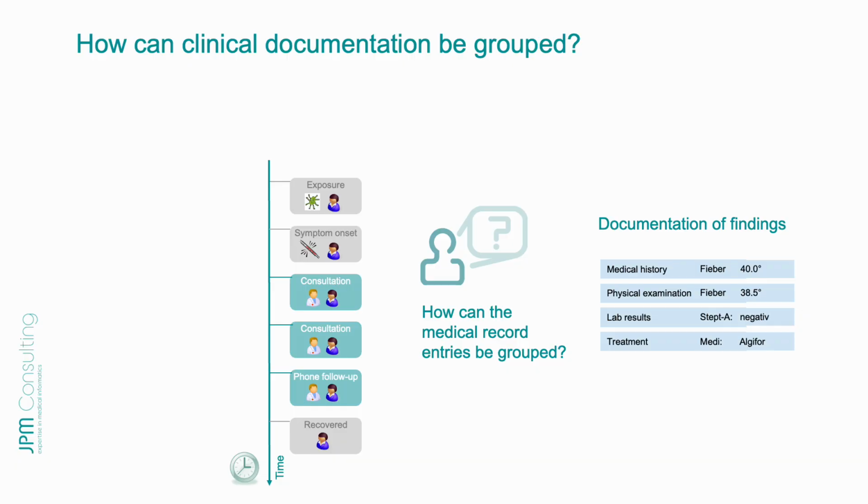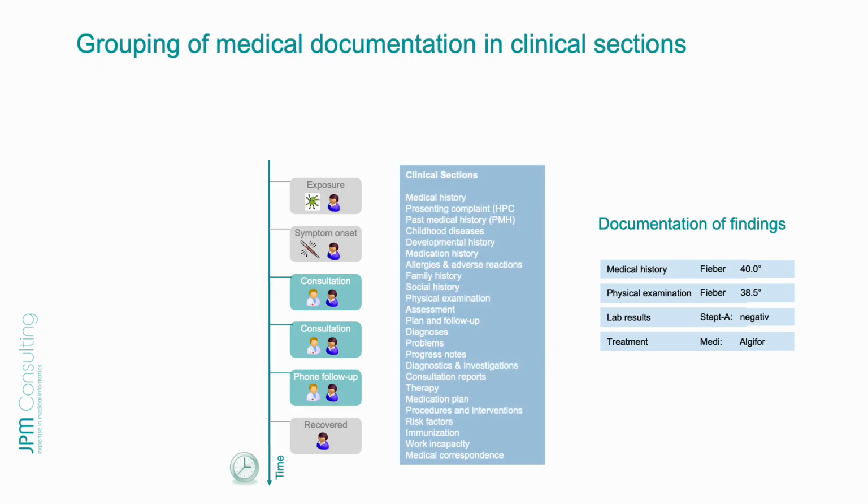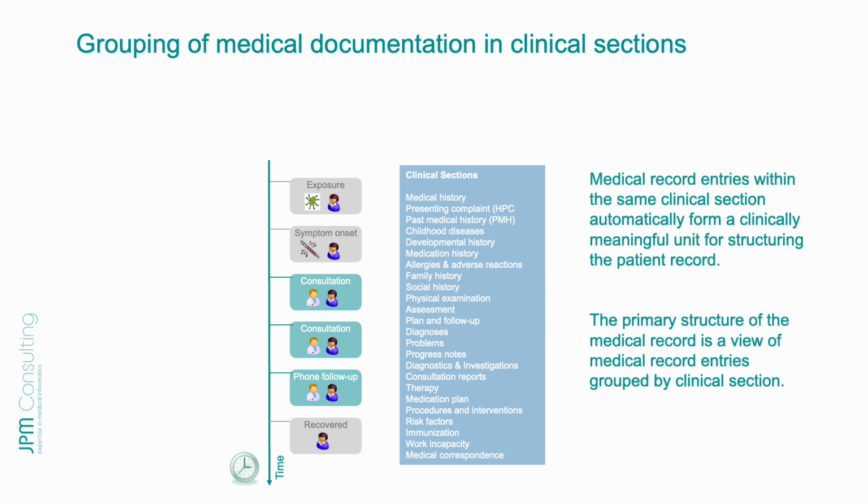How can these medical record entries be grouped? Each medical record entry is linked to a clinical section. Clinical sections are the familiar headings used in day-to-day documentation. For example, an entry can belong to the medical history, the physical examination, or diagnostics and investigations. Medical record entries within the same clinical section automatically form a clinically meaningful unit.